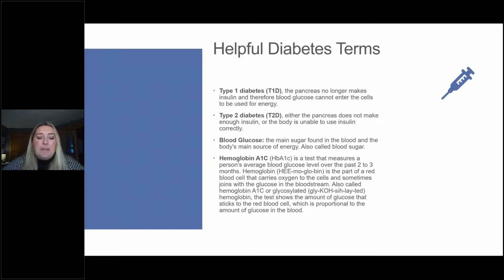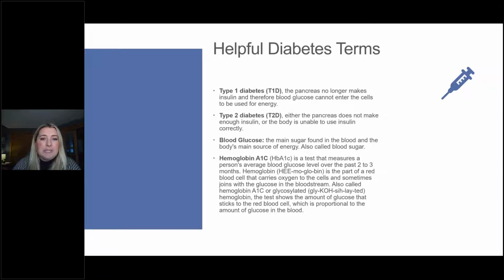So, I want to start out with a couple helpful diabetes terms. I know on past events I've done, there's a really far spectrum of what people know about diabetes. So my apologies if you're a well-versed diabetes person. I'm just going to quickly skim these so that we can all have a basic understanding of what we'll be talking about today.